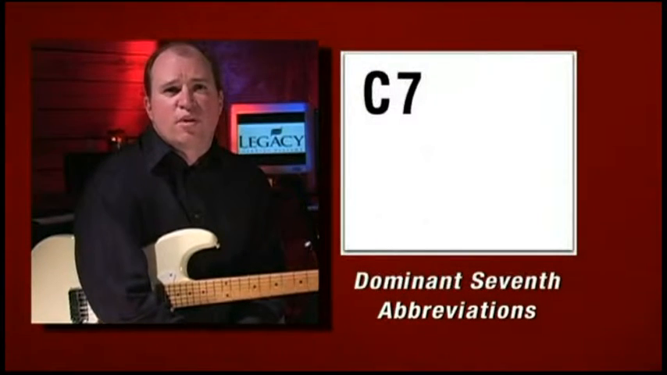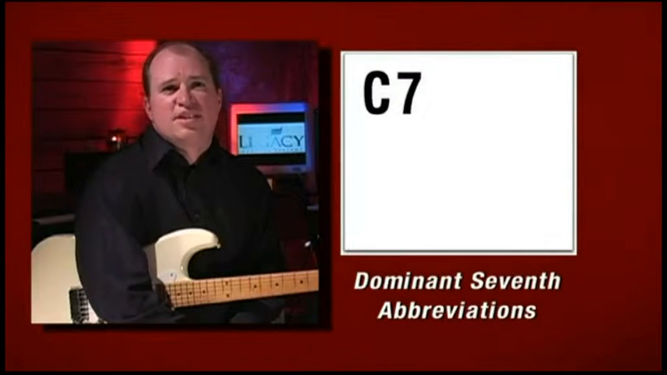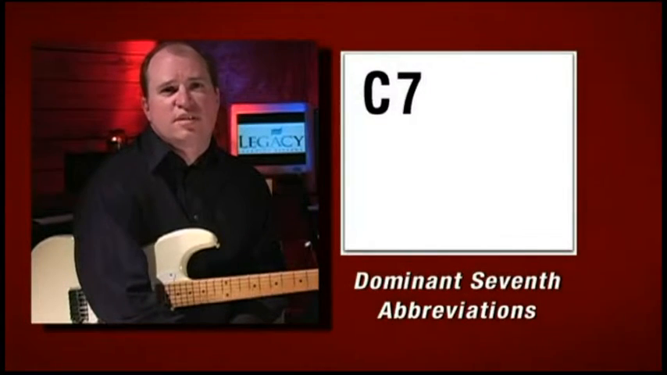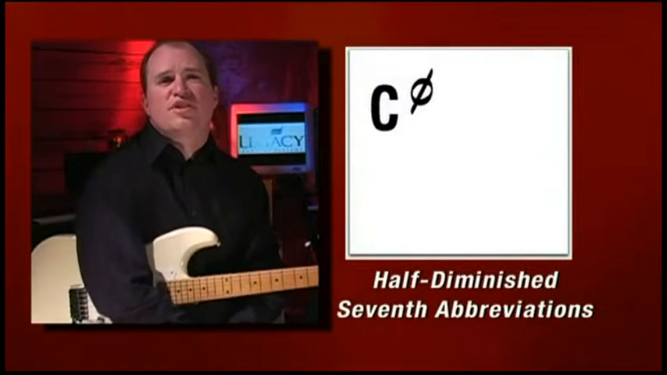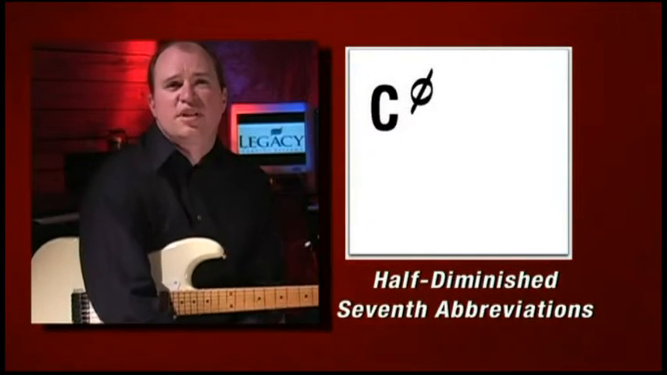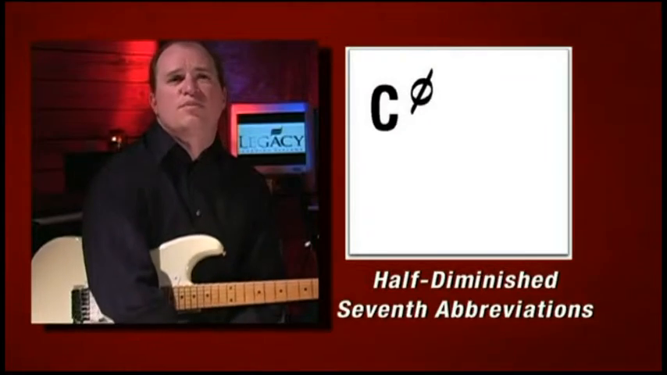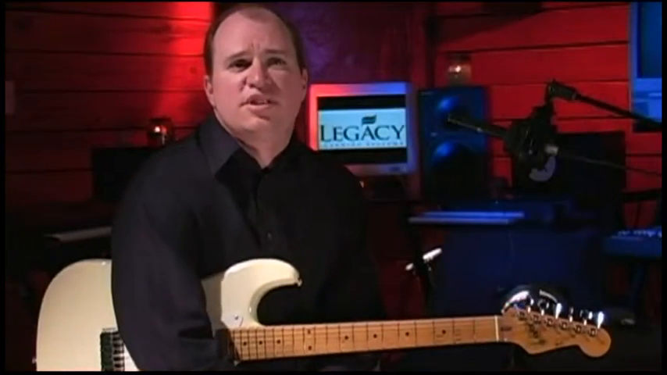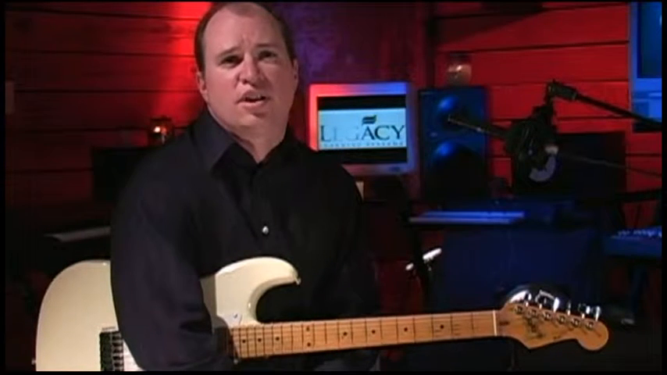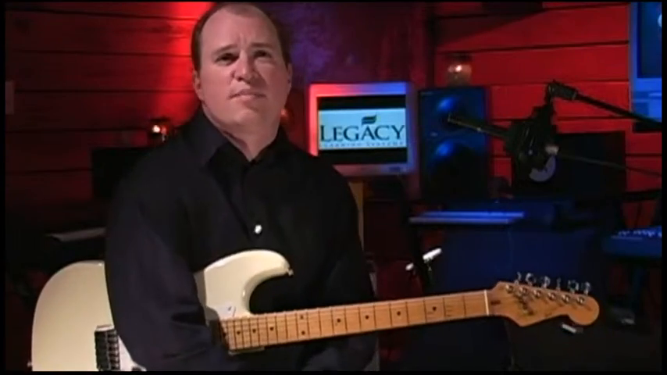For a dominant 7th chord, that would be just a letter name and a 7: F7, G7, A7. For a half diminished, it would be a circle with a slash through it. If diminished is a circle, then half diminished would be a circle with a slash through it. With 9ths, 11ths, and 13ths, you just add whatever number of notes you need to get up to that chord. Let's do some examples.